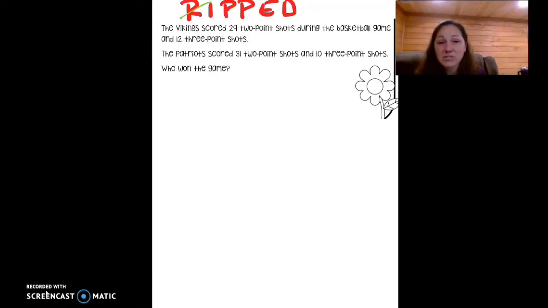It says the Vikings scored 29 two-point shots. That's very important to know that they are two-point shots. So 29 two-point shots. Then it says they scored 12 three-point shots. That's also very important. Now the Patriots scored 31 two-point shots. Okay? And 10 three-point shots. That's very important. Now, what we need to find out is who won the game. That's our question.